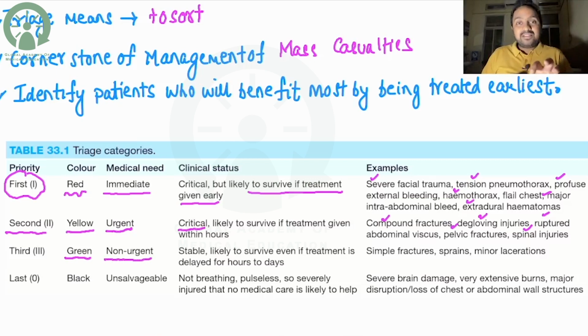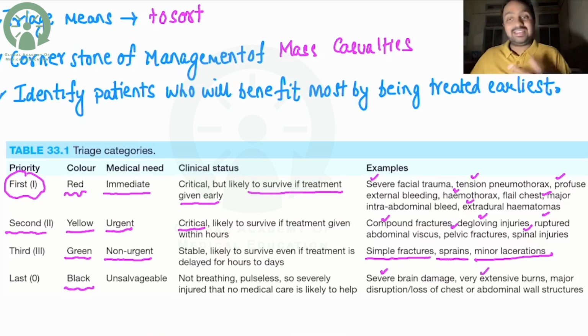So this is stable, likely to survive even if treatment is delayed for hours to days, like simple fractures, sprains, and minor lacerations. Then we have the last category, which is your black. Now these are your unsalvageable, that is, there is no breathing, pulselessness, so severely injured that no medical care is likely going to help the patient. Now, what are the examples of this? You have your severe brain damage, very extensive burn, major disruption, loss of chest, or abdominal wall structures.